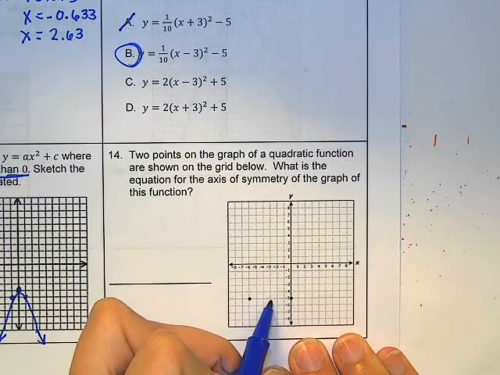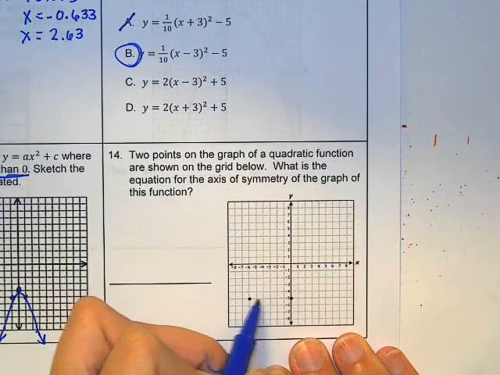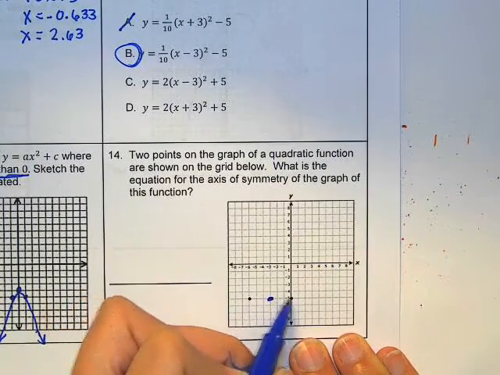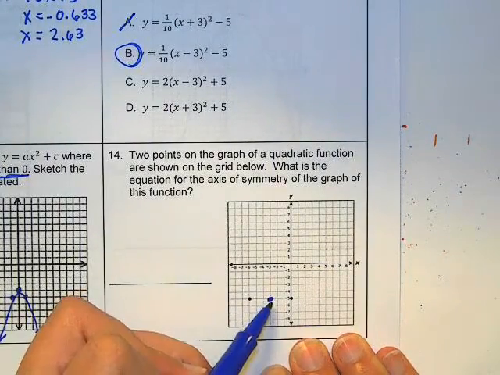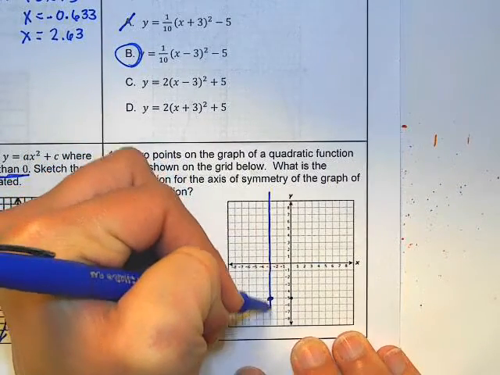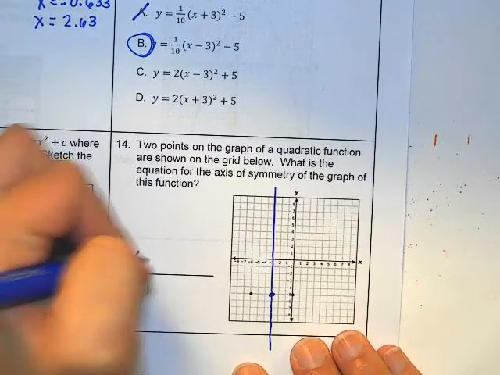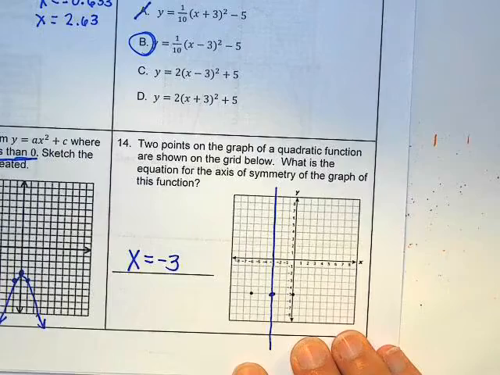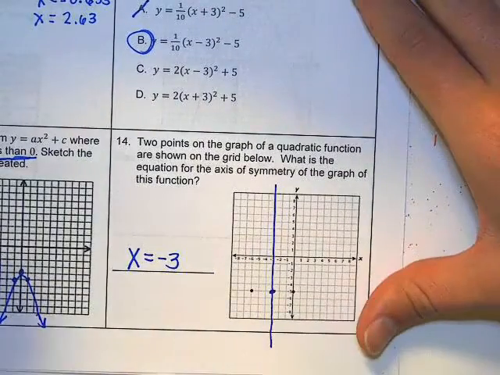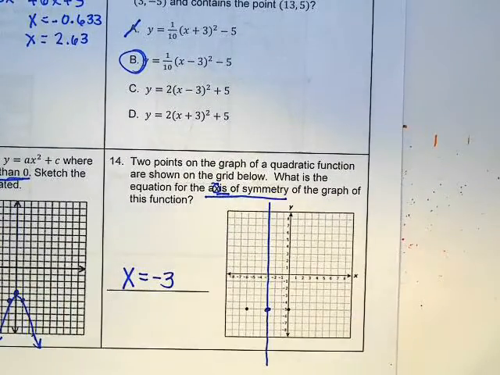1, 2, 3, 4, 5, 6. Okay, so the middle would be 1, 2, 3, 1, 2, 3. So this dot is in between them. My axis of symmetry cuts the dots in half. And it crosses what x? X equals -3. Okay, remember axis of symmetry, x is, because it has to be x equals answer.